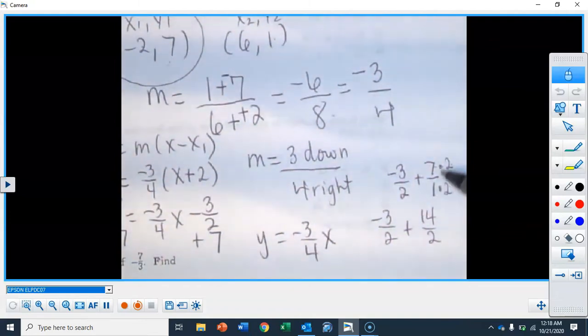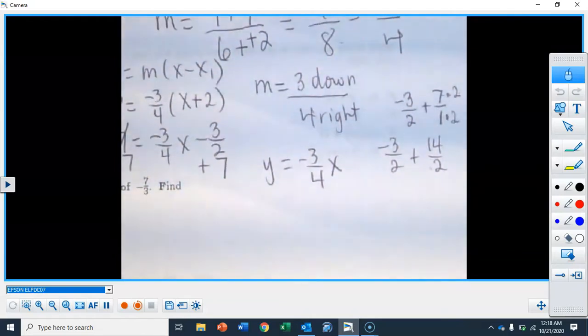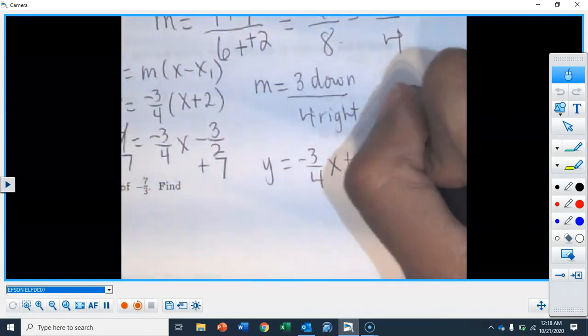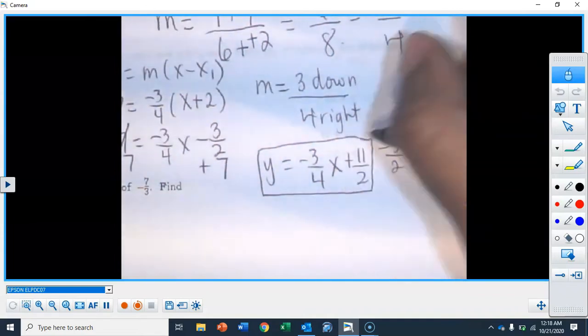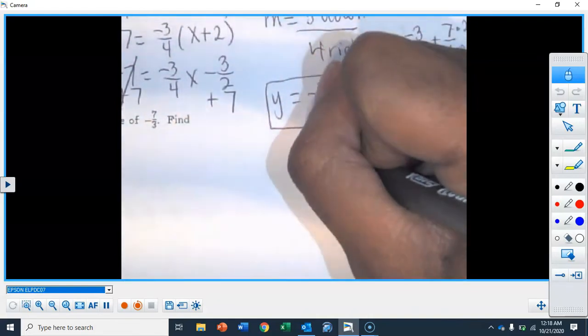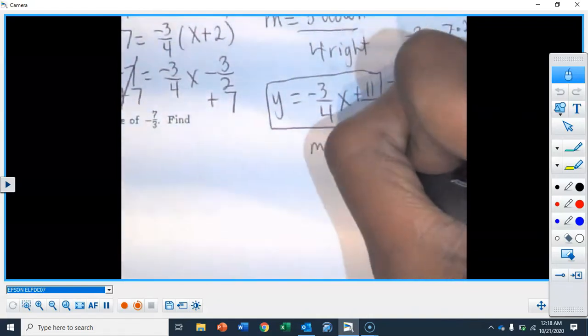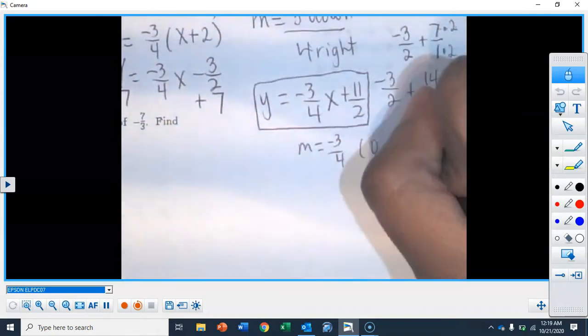Okay, these are the same fraction. 14 divided by 2 is 7. But again, I have to get the same common denominator when I do addition and subtraction. So this is 11, if I subtract, right? 11 over 2. So I'm going to say plus 11 over 2. So this is the slope-intercept. And then you would say to me, hey, my m, Miss Mosley, it is negative 3 over 4. And then my 0, 11 halves is my y-intercept.